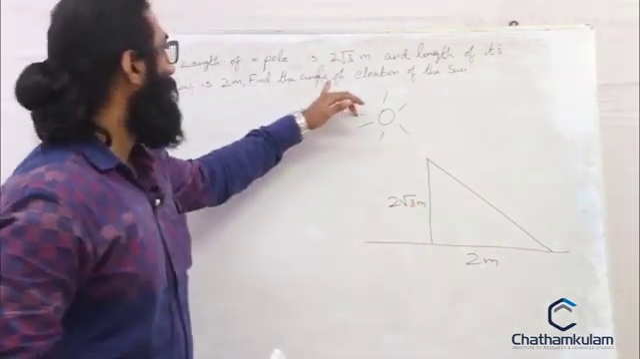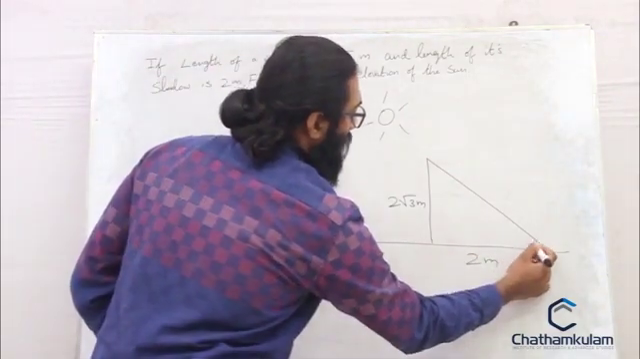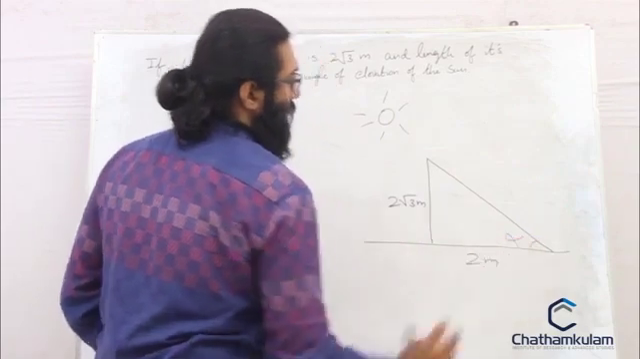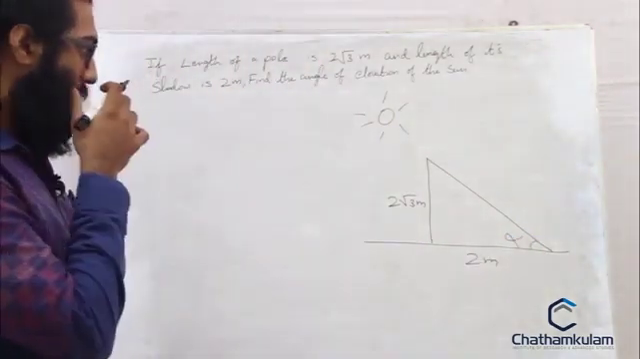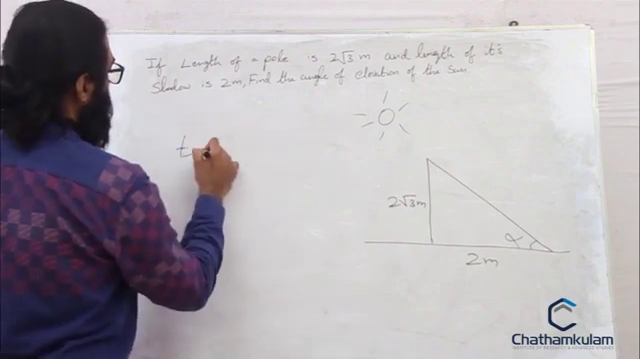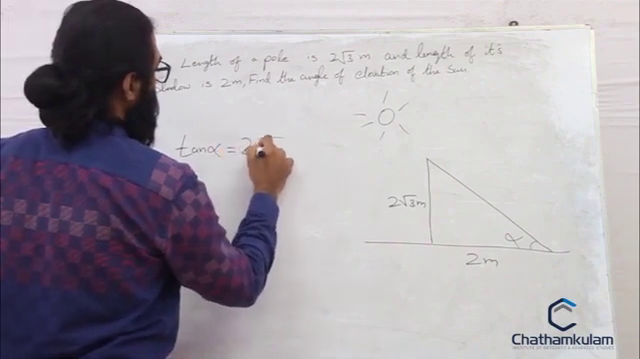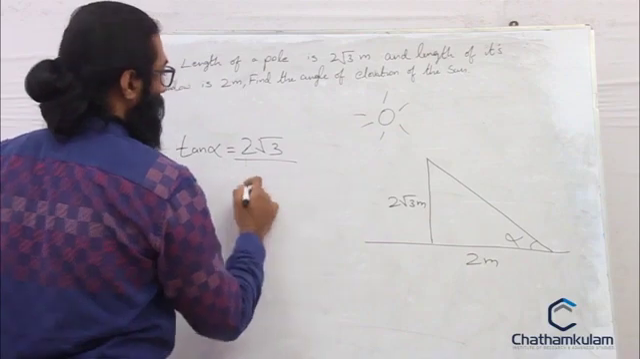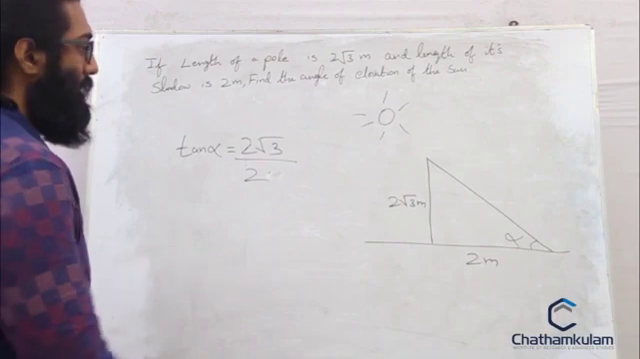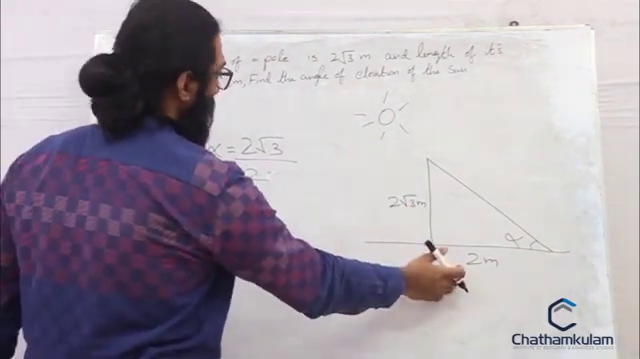So the question is to find the angle of elevation of the sun. This is the angle of elevation of the sun. We can name it alpha. How to find alpha? We have the formula tan alpha equals 2√3 divided by 2 meter, that is 2. That is, tan alpha equals opposite side by adjacent side.